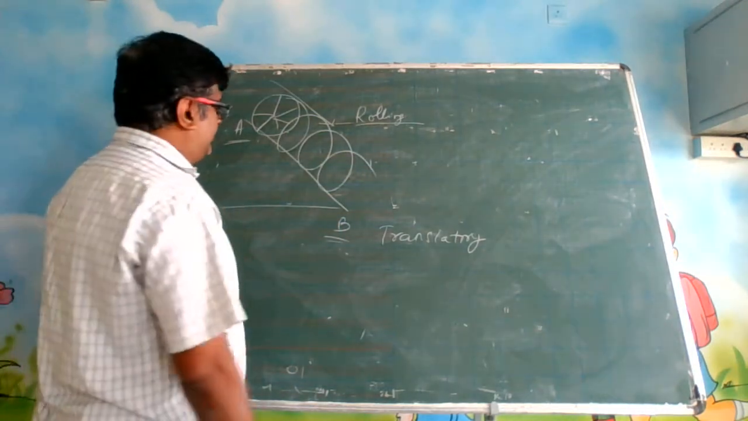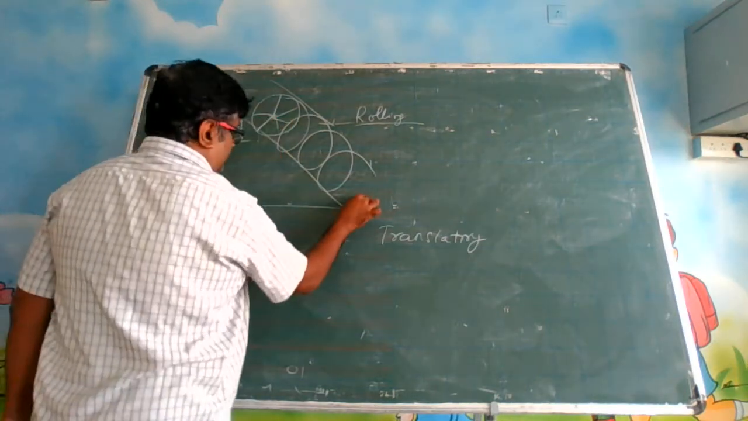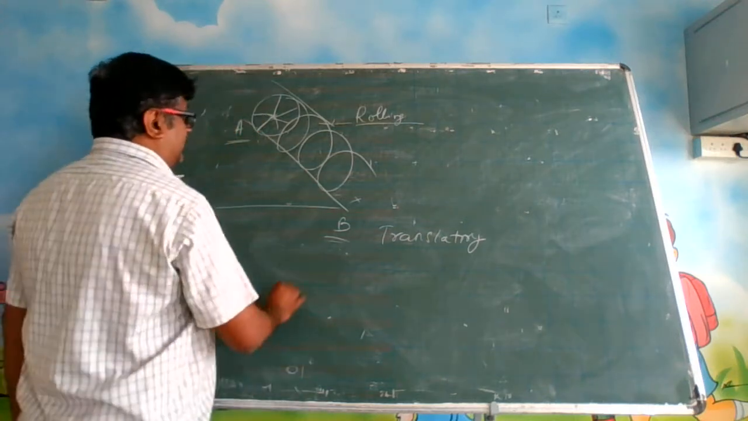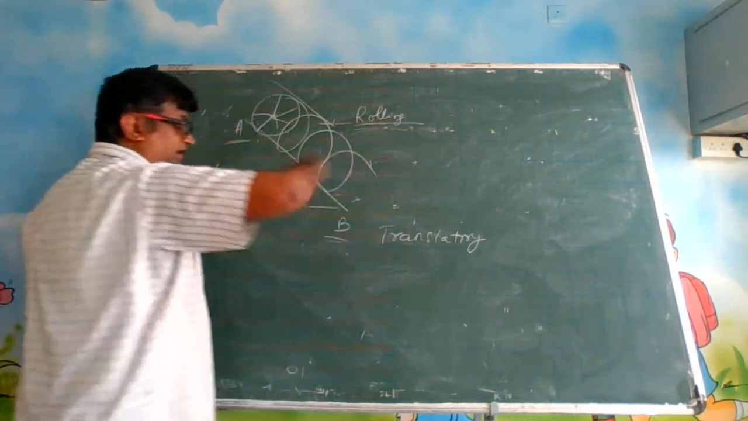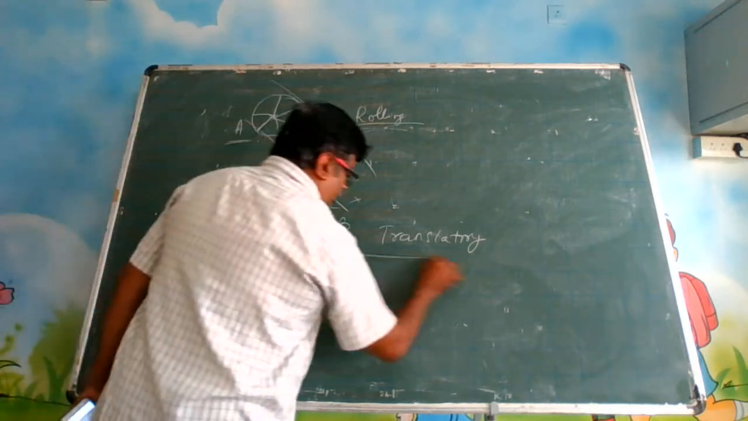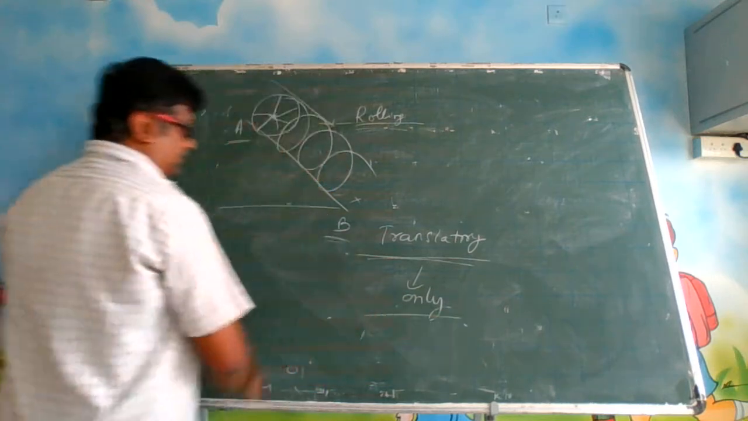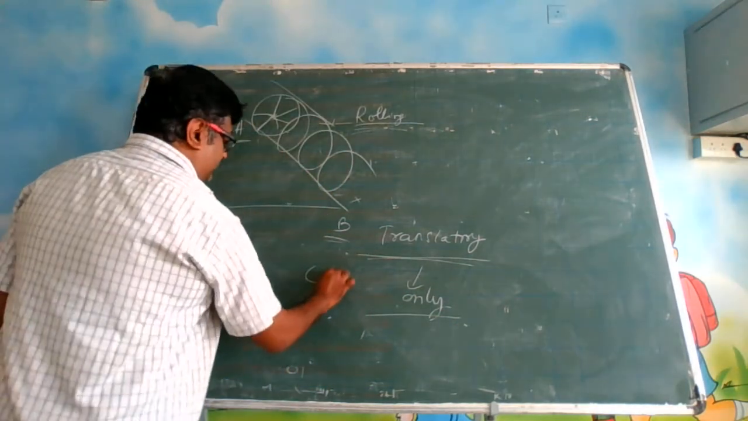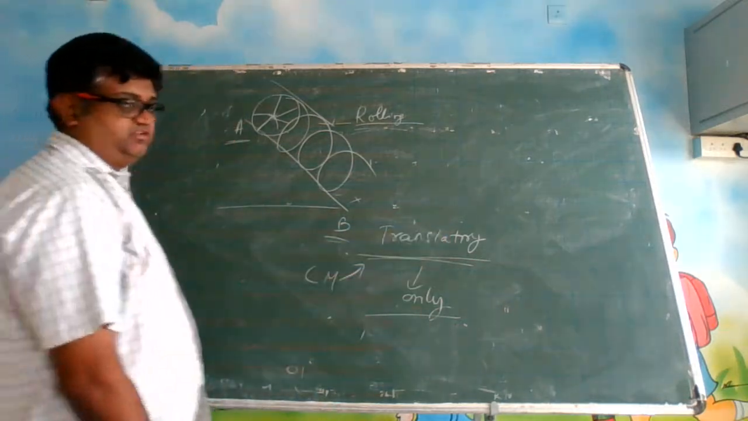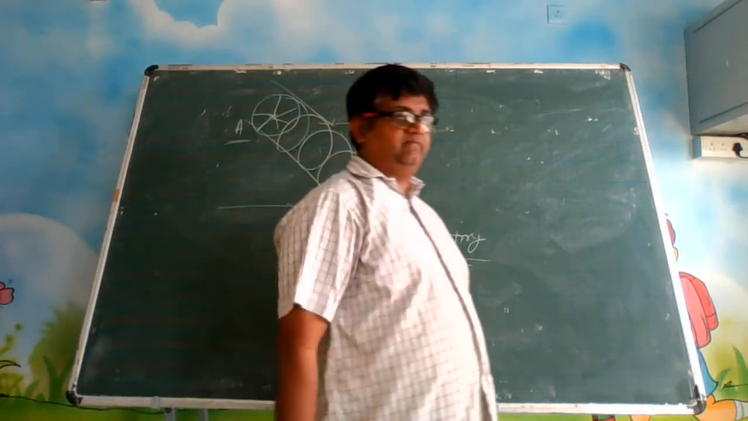The important point is the center of mass from this position to this position only had translatory motion. It did not have rolling motion. It did not have rotatory motion. The center of mass of the system underwent only translatory motion, even though the system was rotating and translating.